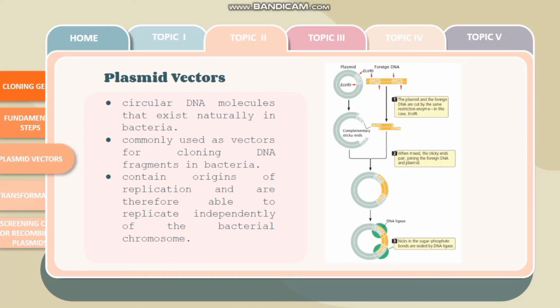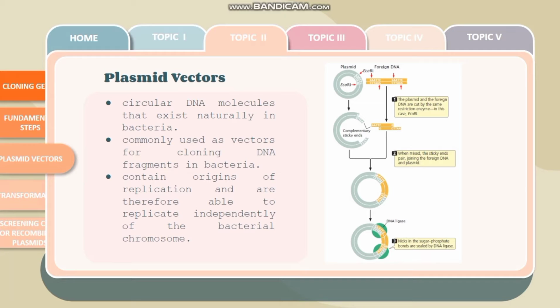So next are the plasmid vectors. Plasmid vectors are circular DNA molecules that exist naturally in bacteria. They are commonly used as vectors for cloning DNA fragments in bacteria. They contain origins of replication and are therefore able to replicate independently of the bacterial chromosome. As shown in the figure, the easiest method for inserting a particular DNA sequence into a plasmid vector is to cut the foreign DNA that contains the DNA fragment of interest, and the plasmid, with the same restriction enzyme.